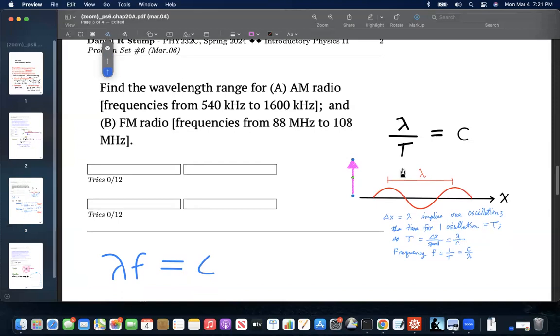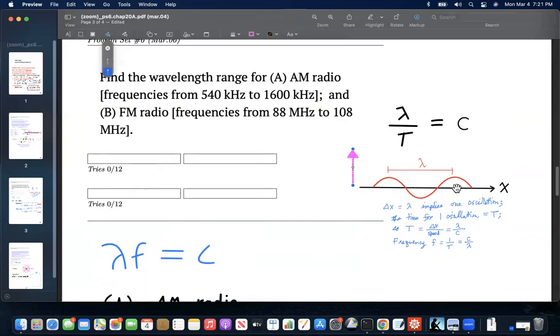And the wavelength over the period is the speed of the wave. Because if this wave moved by one wavelength, so if it moved from here to here, that is, it moved a distance lambda, it would undergo one complete oscillation in time, from maximum to minimum back to maximum. That's one complete oscillation.